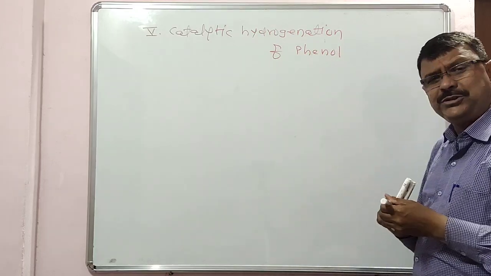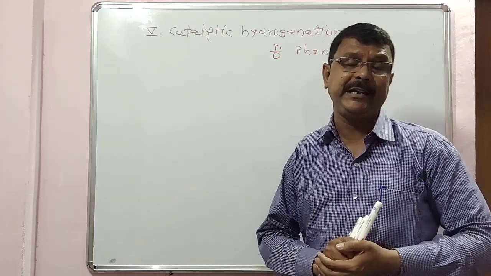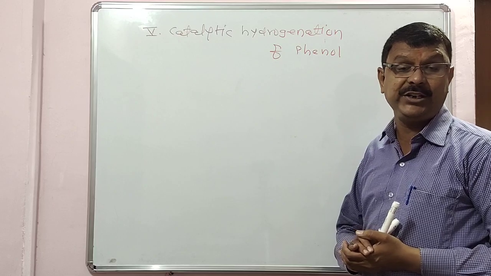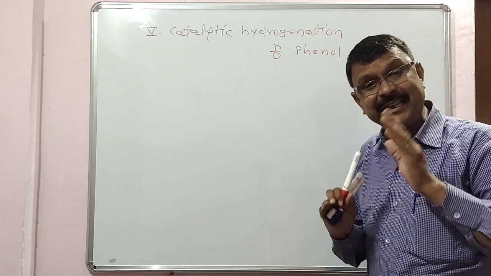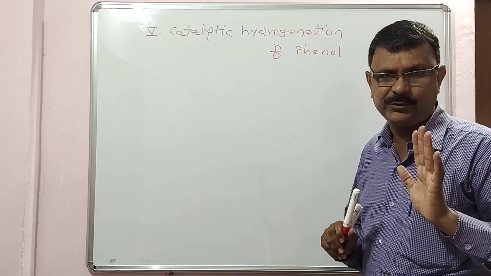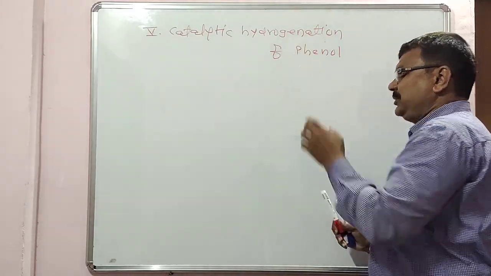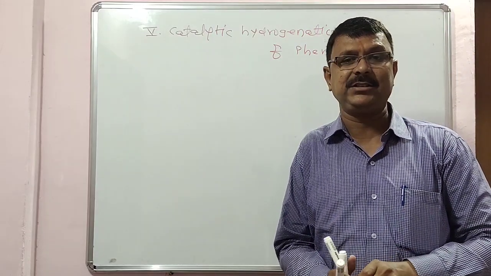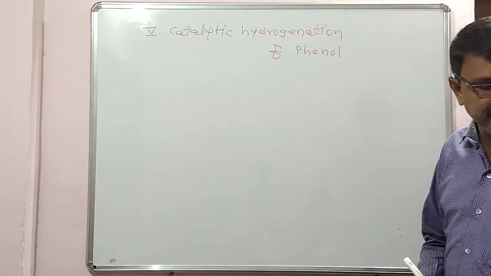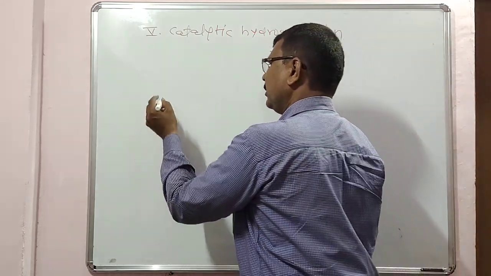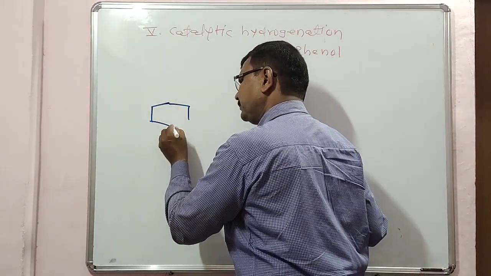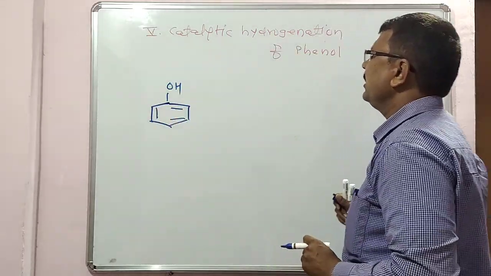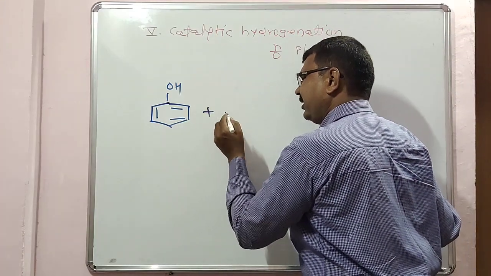Look here, catalytic hydrogenation, the addition of hydrogen gas in presence of a catalyst, is called catalytic hydrogenation. Okay, this is the catalytic hydrogenation of phenol. This is a simple reduction reaction. Okay, look here, phenol, like this.